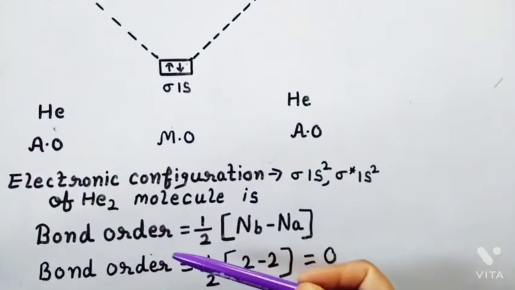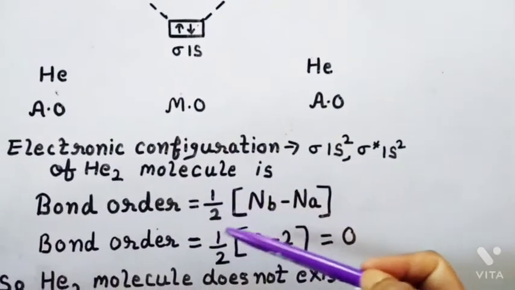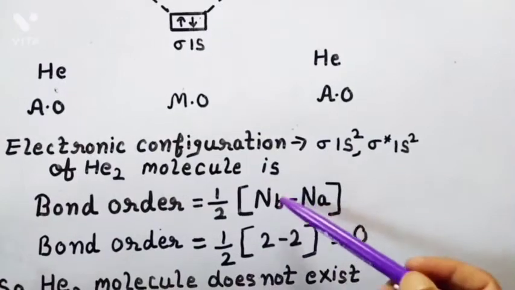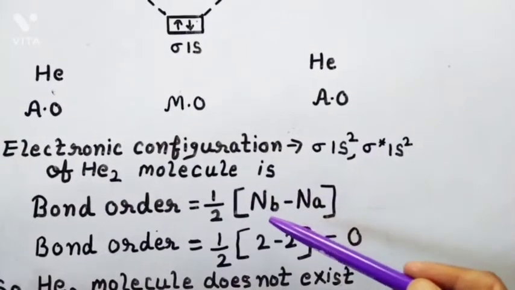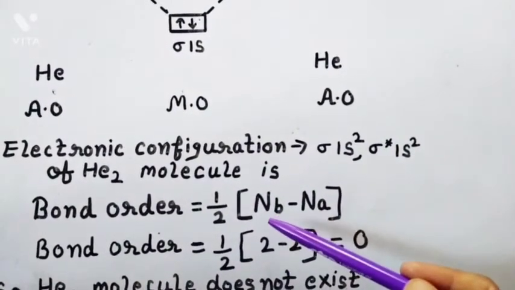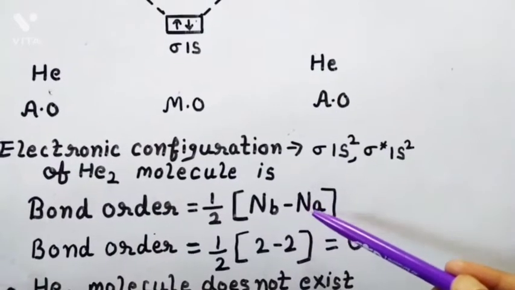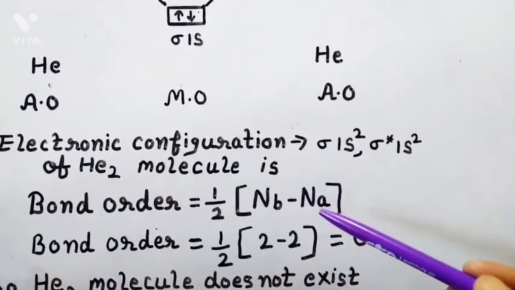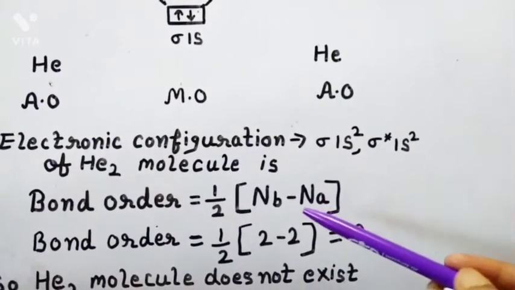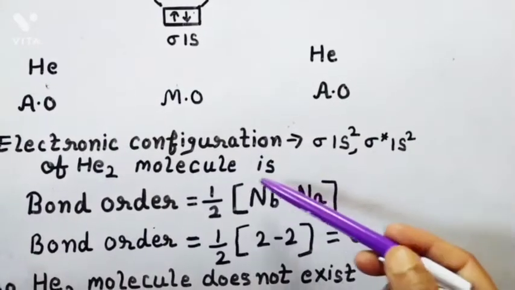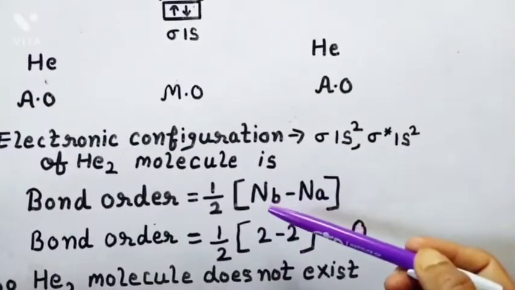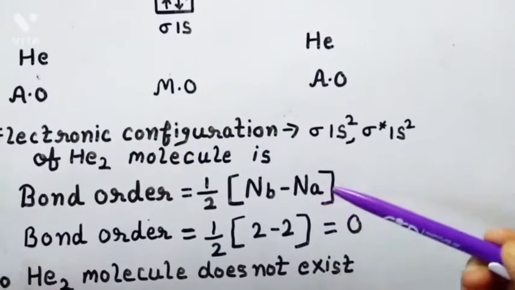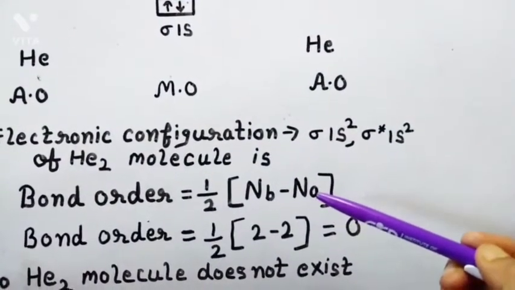Now we will calculate the bond order of the helium molecule. So this is the bond order: bond order is equal to 1 by 2 (Nb minus Na). What is Nb here? Nb is the number of electrons present in a bonding orbital, and Na is the number of electrons present in an anti-bonding orbital. So we will count how many electrons are present in the bonding orbital, and how many are present in the anti-bonding orbital.